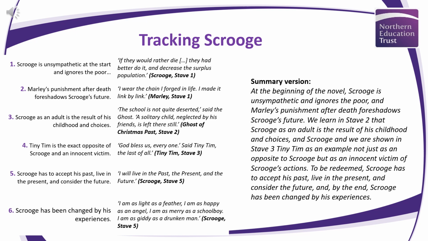Now what that means is that my basic line of discussion would be along the lines of this. So at the beginning of the novel, Scrooge is unsympathetic and ignores the poor, and Marley's punishment after death foreshadows Scrooge's future. We learn in stave 2 that Scrooge as an adult is a result of his childhood and of his choices, and Scrooge is shown as being the antithesis of Tiny Tim, the opposite of Tiny Tim in stave 3, with Tiny Tim as an example not just of being an opposite to Scrooge, but as an innocent victim of Scrooge's actions. To be redeemed, Scrooge has to accept his past, live in the present, and consider the future, and by the end, Scrooge has been changed by his experiences.